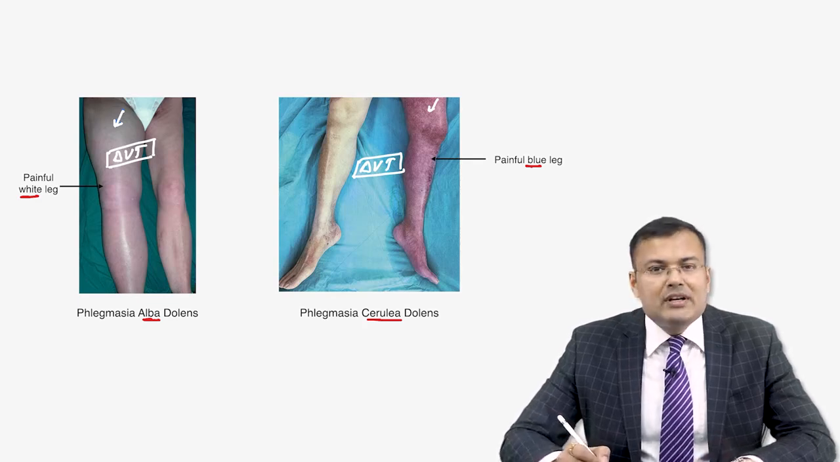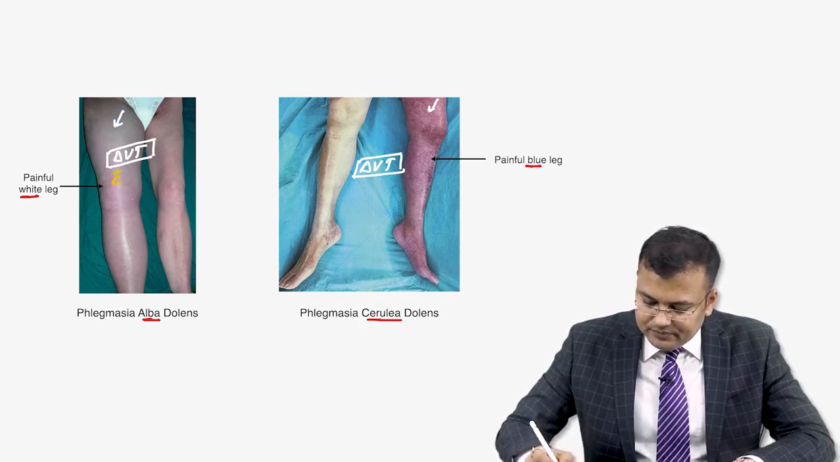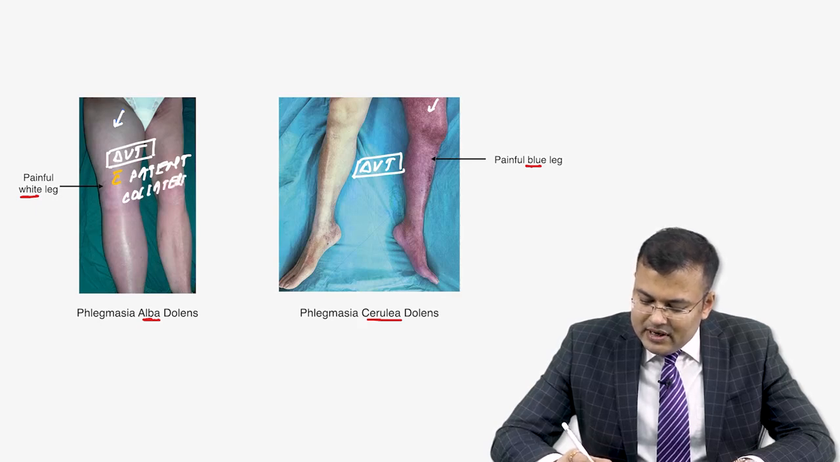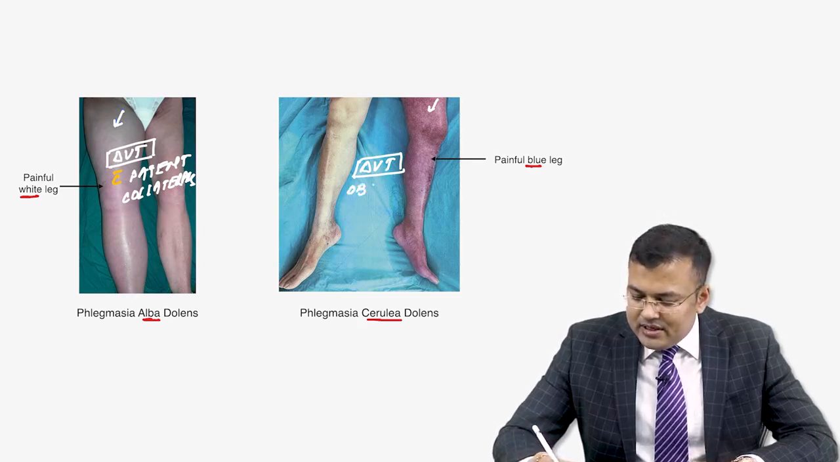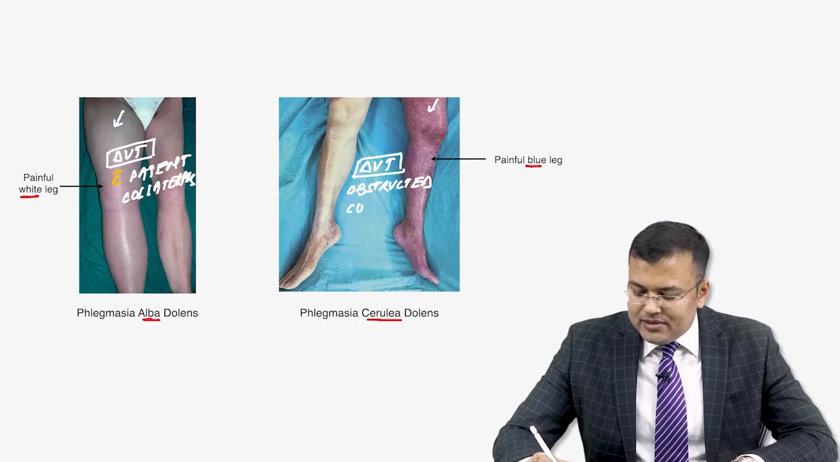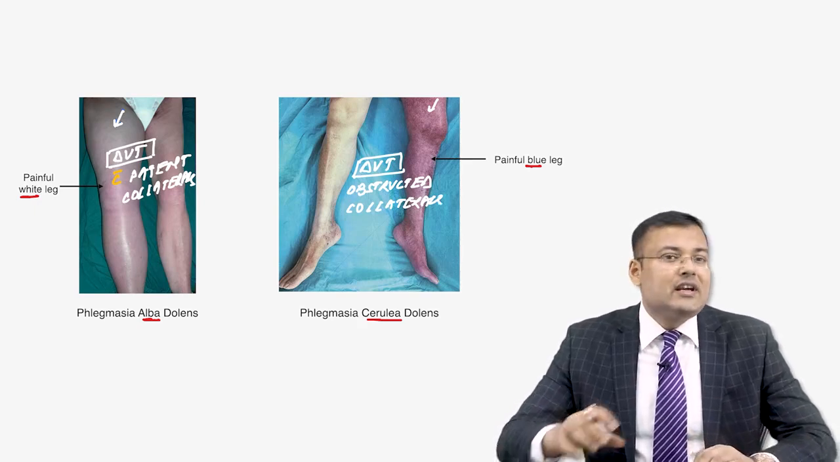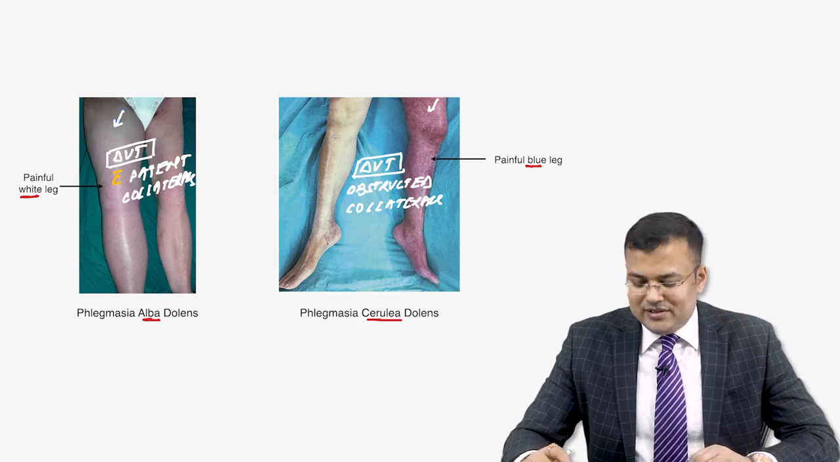In the first one, phlegmasia alba dolens, the patient is having DVT with patent collaterals. But in the second one, phlegmasia cerulea dolens, the patient is having DVT with obstructed collaterals. Clear? In the majority of cases, these questions are asked in the form of image-based questions.